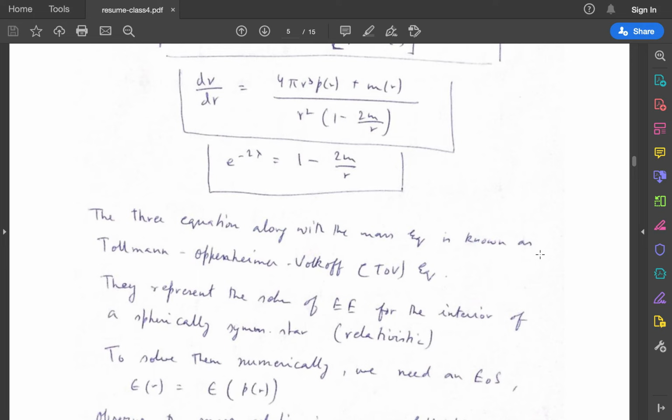So we get a solution for a star. We get how the nu and lambda vary across the star, what is the radius of the star, what is the mass of the star, and all those other things.